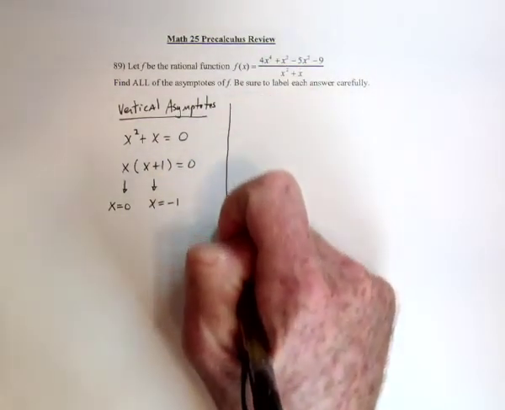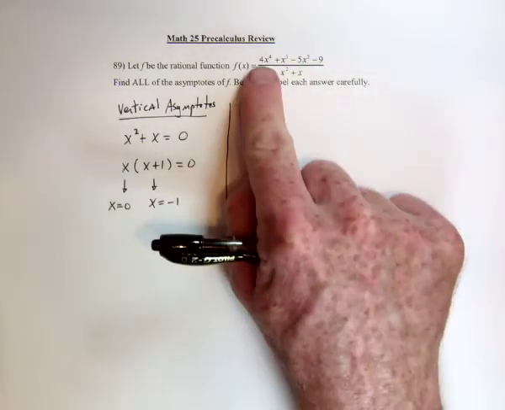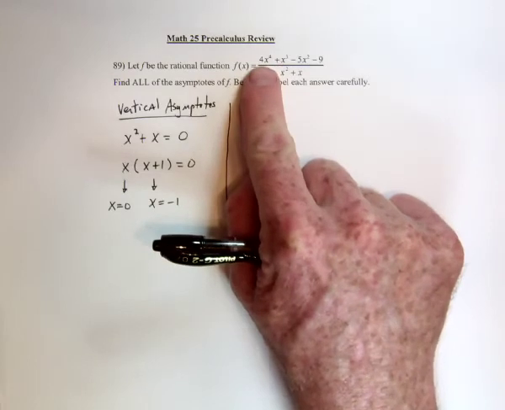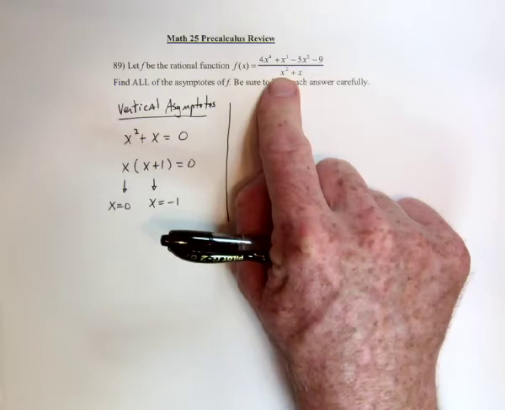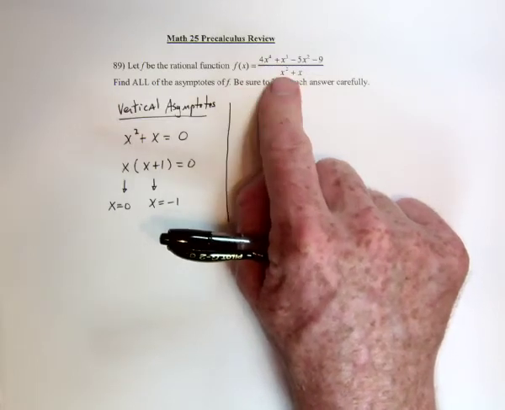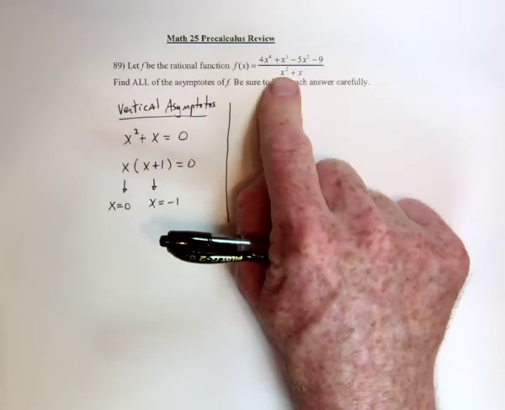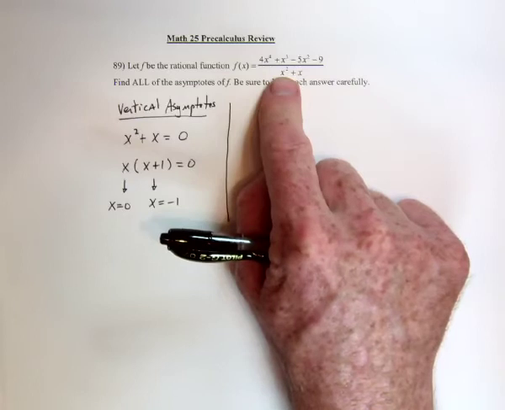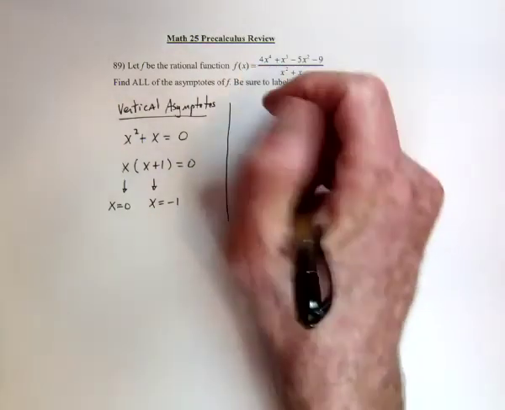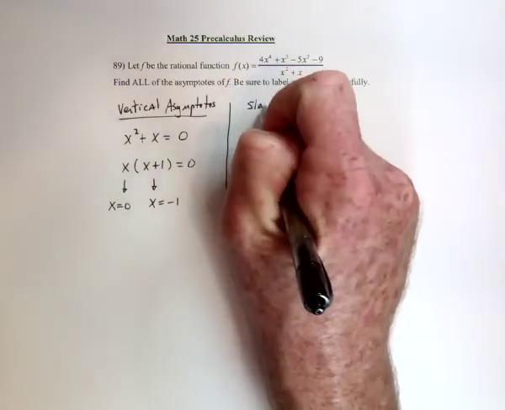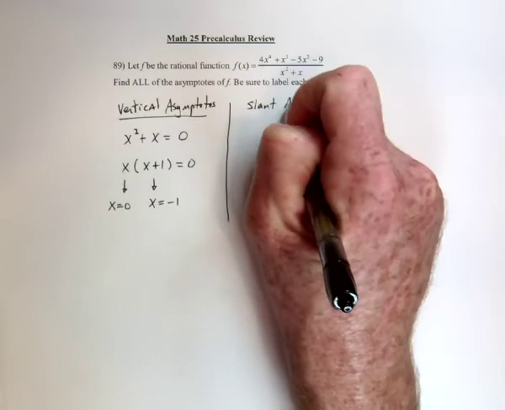Then what you do is look at the most powerful term in the numerator, the most powerful term in the denominator, and if they are the same, like an x to the fourth compared to an x to the fourth, then you've got a horizontal asymptote. Otherwise, if the one down here is smaller, then that means this polynomial will divide into that polynomial, and what we get is what's called a slant or an oblique asymptote.